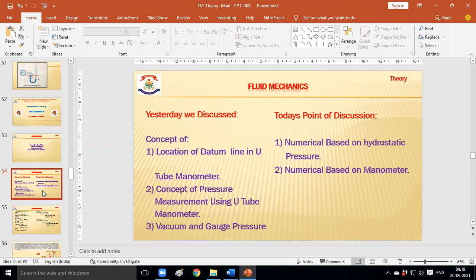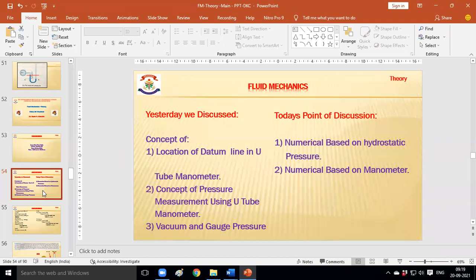In the case of water, the value of rho may or may not be given. Because the density of water is 1000 kg per meter cube, it is not necessary to mention it in the numerical. If it is mentioned, then you can use the value given in the numerical. If the density of water is not given, you can choose its value as 1000 kg per meter cube, only in the case of water as the fluid.